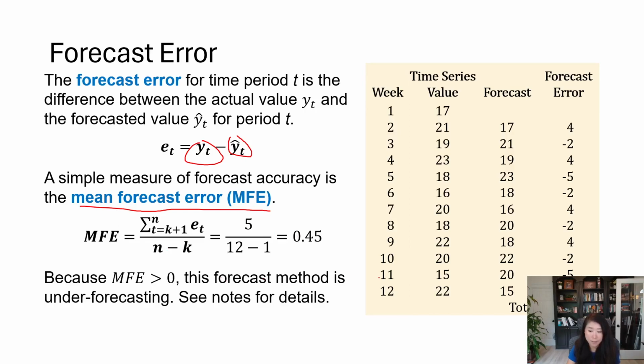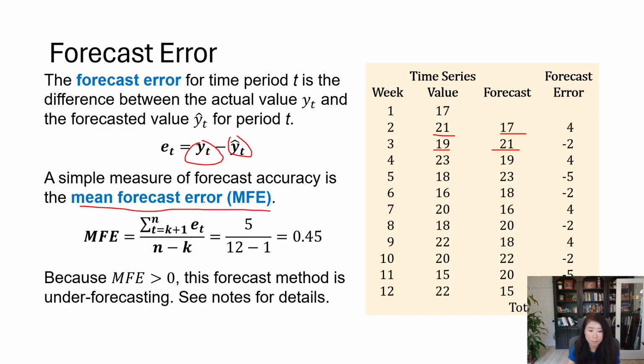Okay, let's look at the right hand side. This is the example. As we use the naive method, for week 2 our forecast is 17 and my actual is 21. The forecast error is 21 minus 17, which is 4. For the third week, we get 19 as the actual value and 21 as the forecast value, 19 minus 21, we get -2. So the fourth column here is the value for the forecast error.